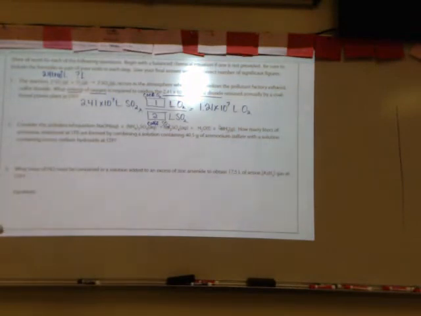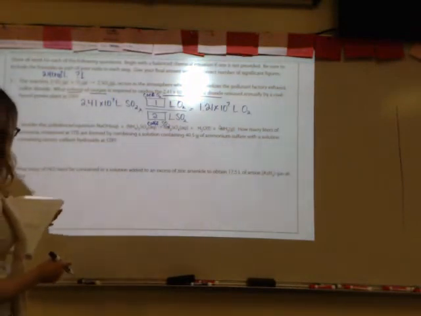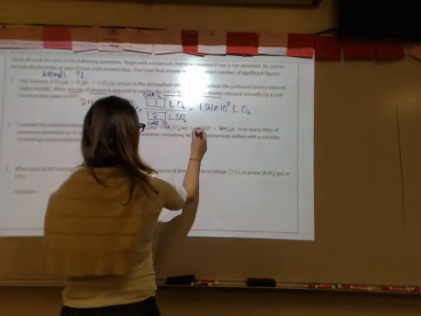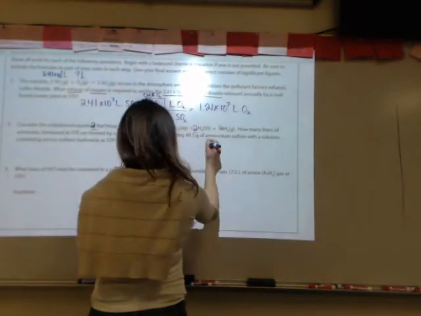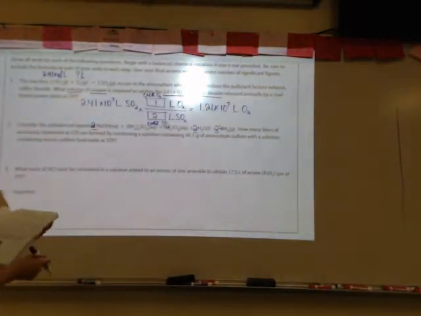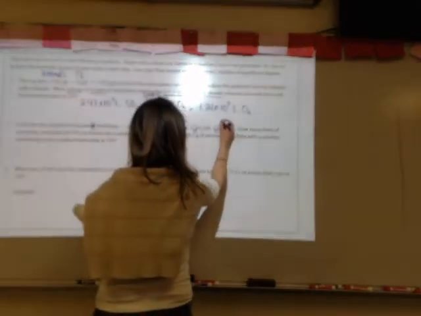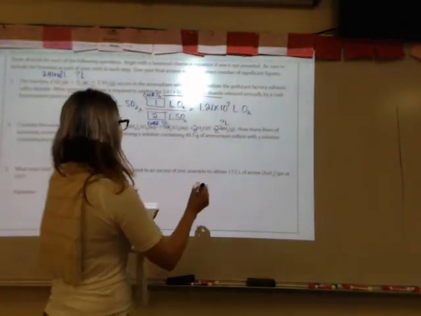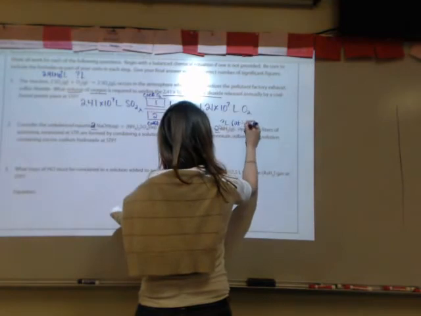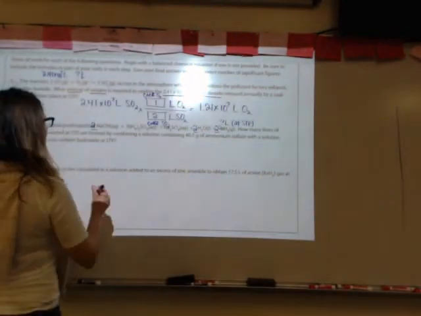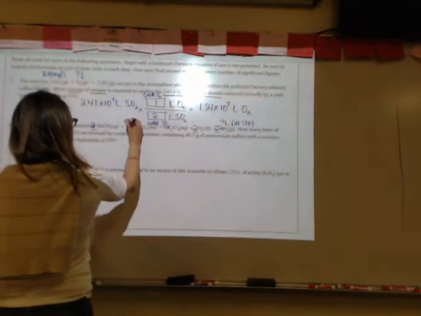Now, for number 2, we have an unbalanced equation. Put a 2 in front of NaOH, a 2 in front of H2O, and a 2 in front of NH3. And they want to know how many liters of ammonia. So I'm going to put a question mark liters above ammonia, measured at STP. Let's make that note. And we've got 40.5 grams of ammonium sulfate.